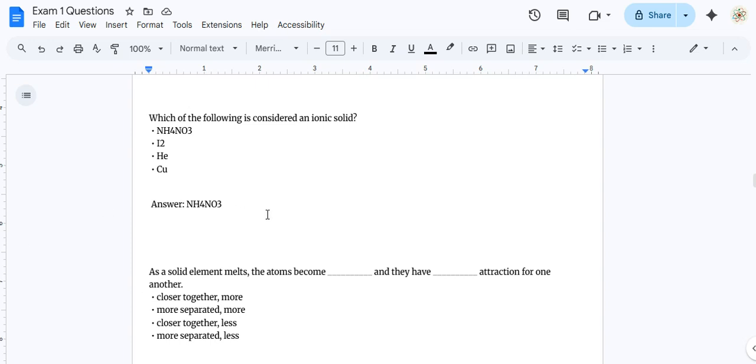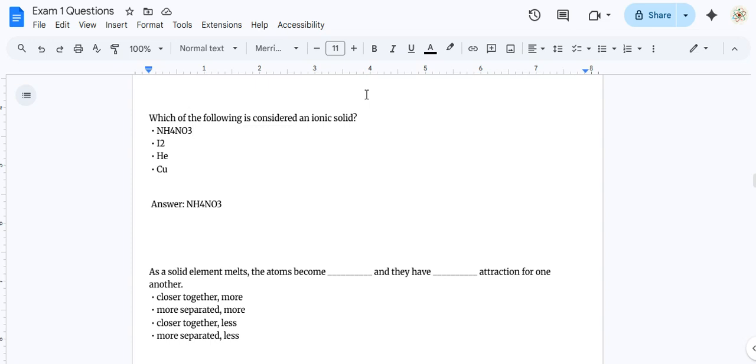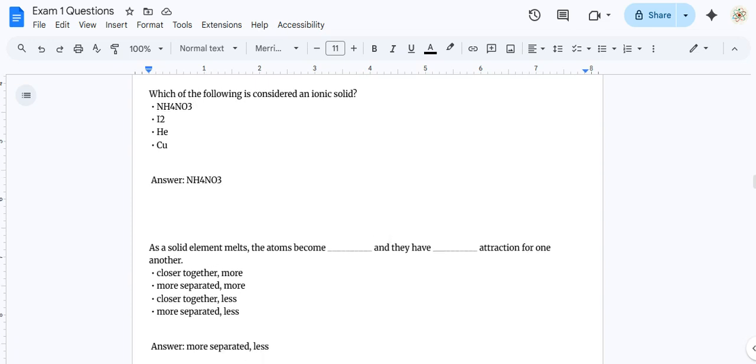This is just a random question, not really tying to anything we've taught so far. As a solid element melts into a liquid, the atoms become more separated and they have less attraction for one another, because as they melt, the atoms are farther apart.